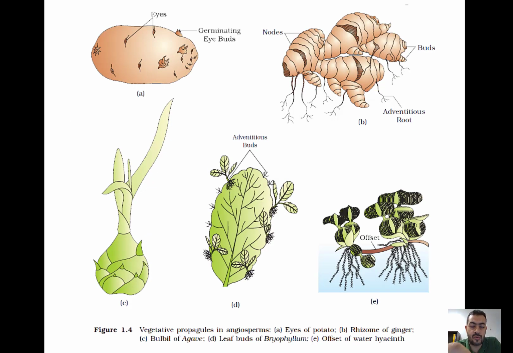So that's what I was talking about. Here is the potato, and here you have the eye buds, and this can germinate into a new plant. These are examples of asexual reproduction, and there are many other examples shown here in this figure, but again, it is the same idea: taking part of the plant and germinating it to give another plant from the original organism.